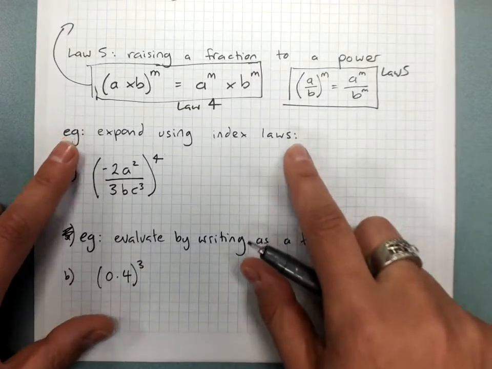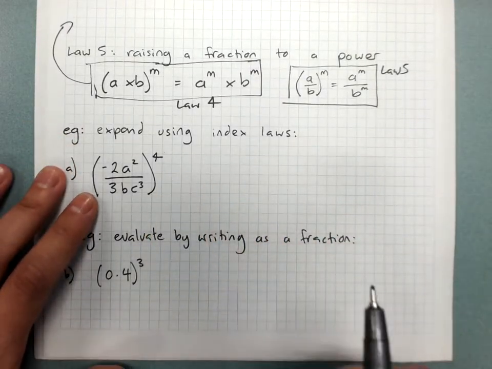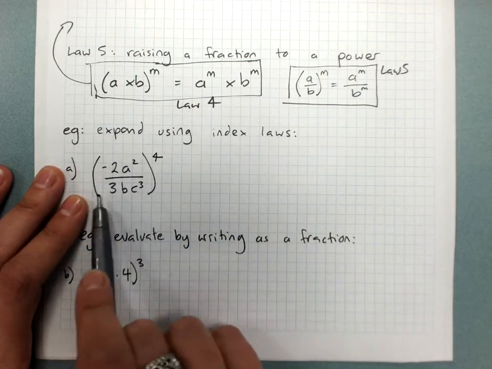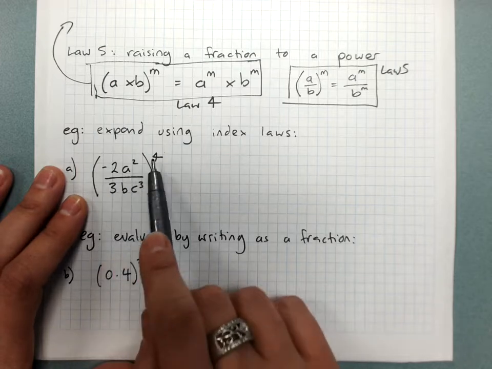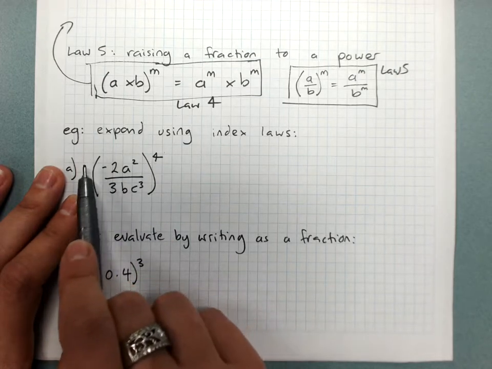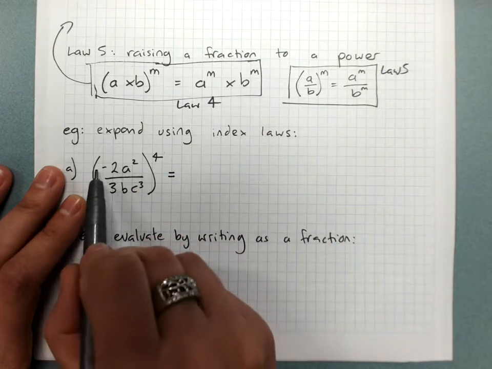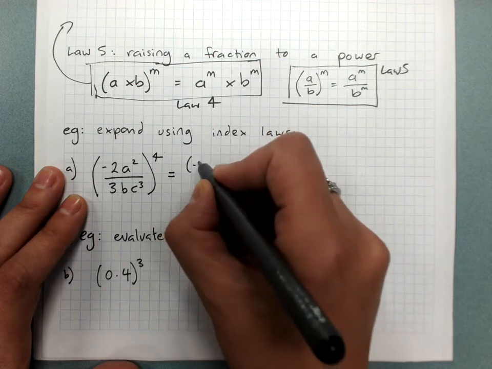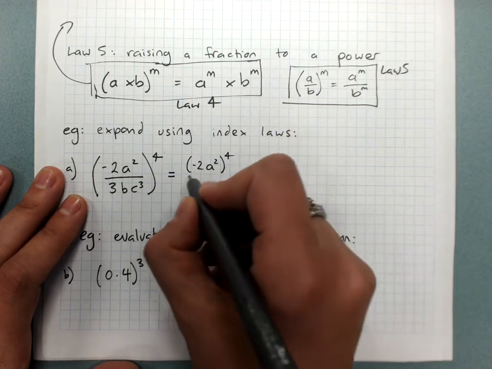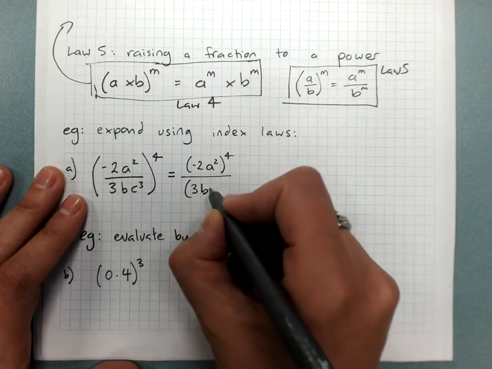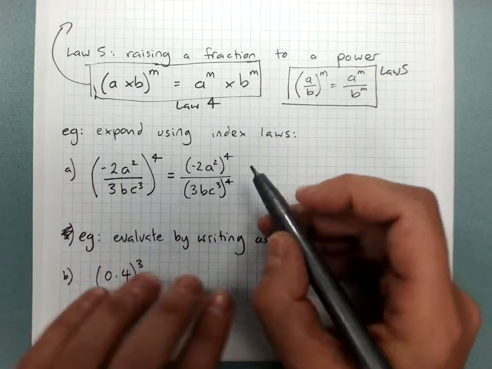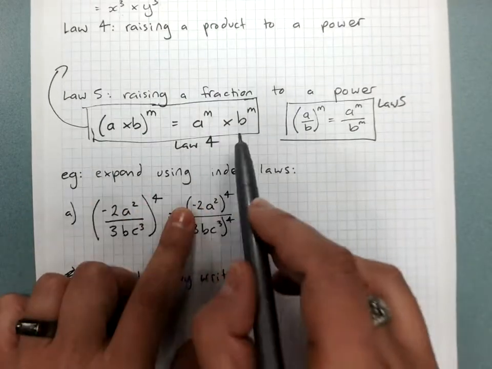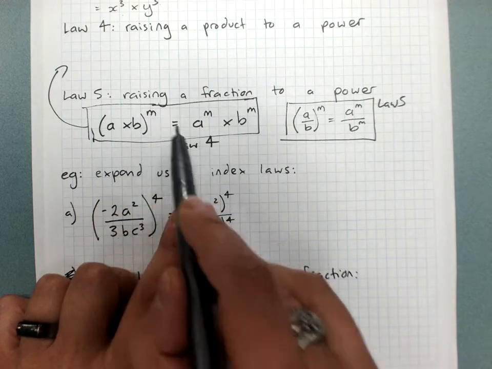So for example, expand using index laws. We're hopping right into a more tricky one. Here I've got products and a fraction raised to a power. So it can be easier to say, look, I will do the top to the power 4 in brackets and the bottom to the power 4 in brackets, and now this is index law 4. Every factor to the power.